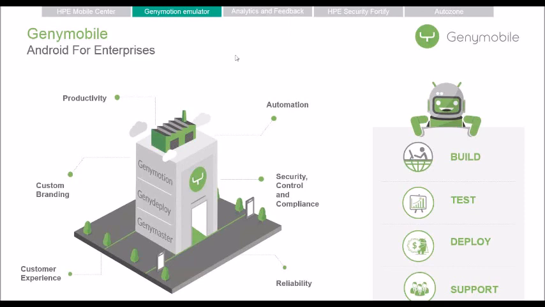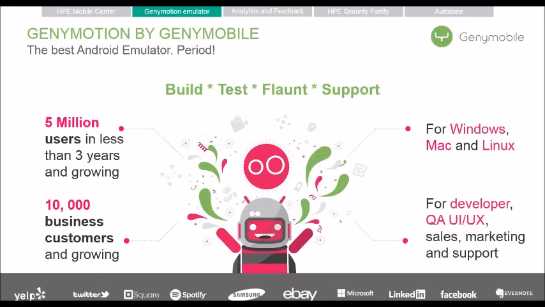So what's Genymotion? Genymotion by Genymobile is the best Android emulator, and we don't just say it: 5 million users say it on a daily basis. Why do we say that? As I mentioned, it's for developers, for QA, for UI/UX, and on top of that, for unsung heroes like sales, marketing, and support. Whether you are a developer building your application or part of it, QA testing it, in sales and marketing demonstrating your applications once they are built, or help desk and support people solving problems with end user devices and their applications.